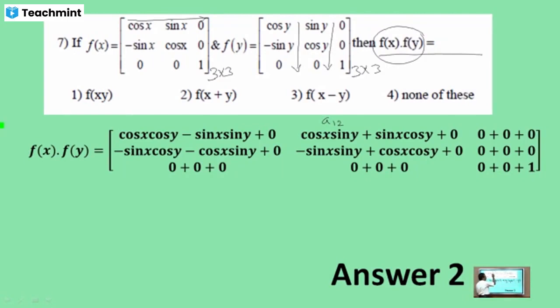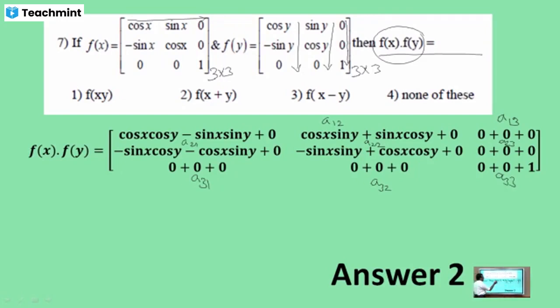First row with the third column is the A13 element. When I multiply that one, I will get 0 plus 0 plus 0. Similarly, when I multiply the second row with the first column, I will get A21. Second row with the second column A22. Second row with the third column A23. What is this then? Third row with the first column, third row with the second column, third row with the third column.